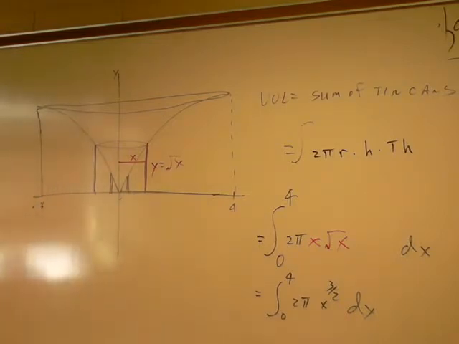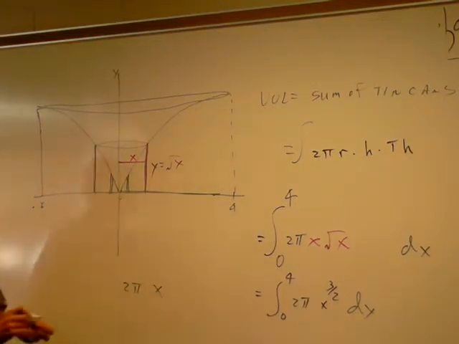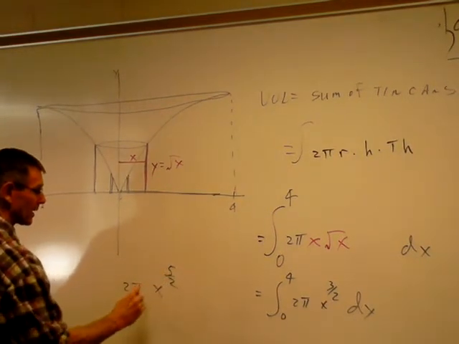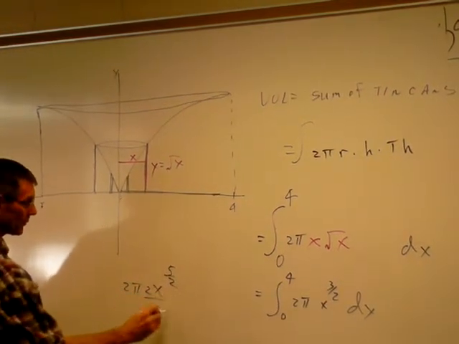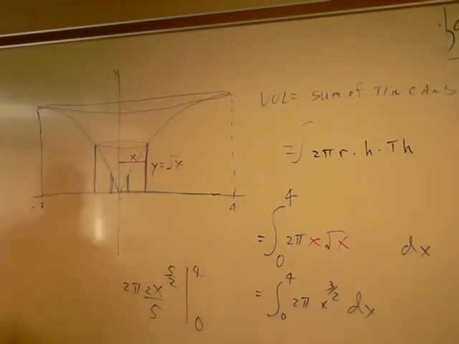Which, all in all, isn't that hard to integrate. Well, what would it be? X to the, well, 1 power higher, 5/2 times 2/5. Evaluate it at 4 and at 0. So we get 4 pi x to the 5/2 over 5. Evaluate at 4 and 0.